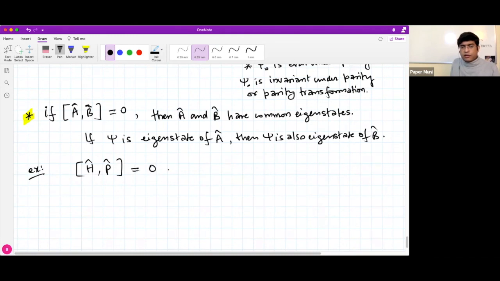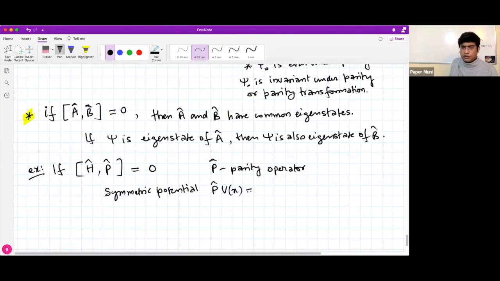Now, if this is zero, if the Hamiltonian and the parity operator commute, where P is the parity operator, this is only possible when we have a symmetric potential. So this happens for symmetric potentials. The harmonic oscillator is also a symmetric potential. So if you operate parity on V(x), you'll get V(x).